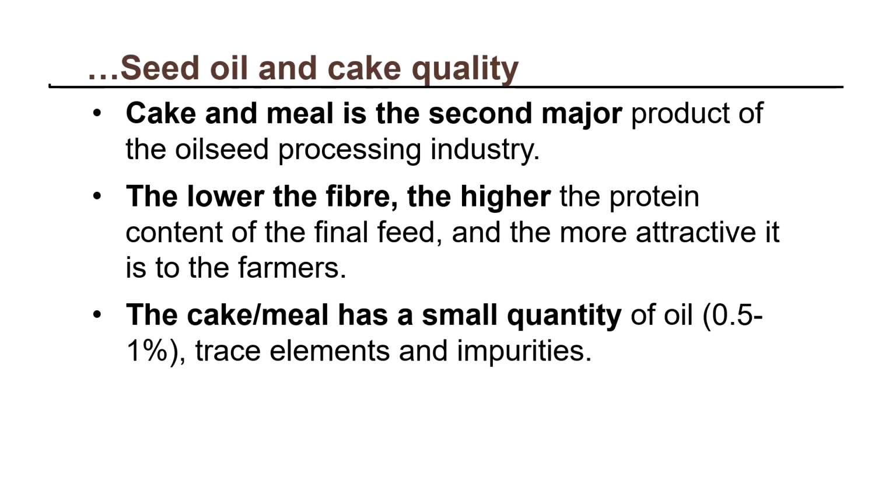Cake and meal is also the second major product of the oilseed processing industry. The lower the fiber, the higher the protein content of the final feed and the more attractive it is. The cake or meal has a small quantity of oil, 0.5 to 1%, trace elements and impurities. Therefore, cake can be used as animal feed.